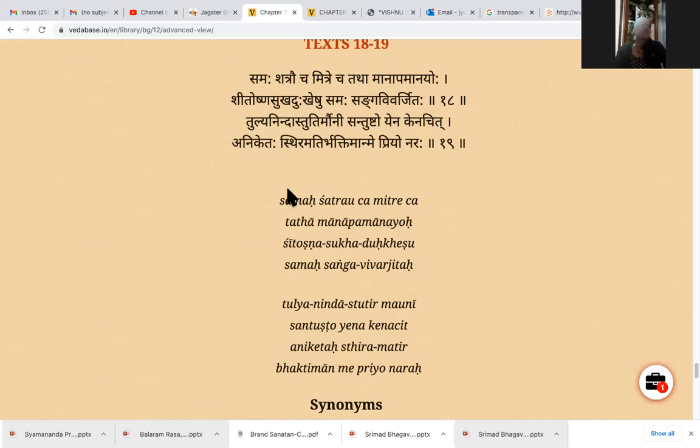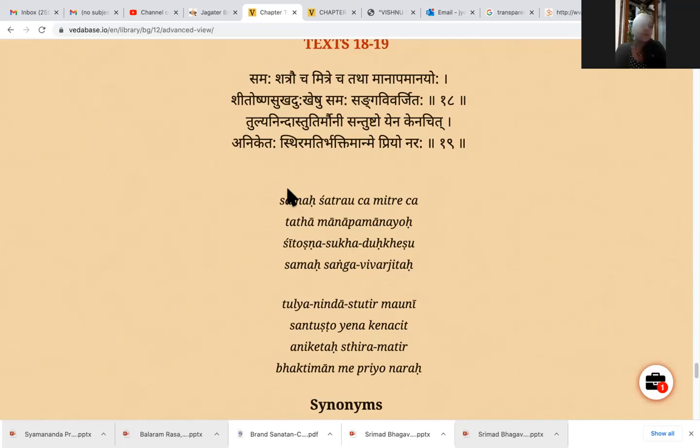Okay. The next line now. Shitoshna. शीतोष्ण Sukha-dukkeshu. Shitoshna sukha-dukkeshu.